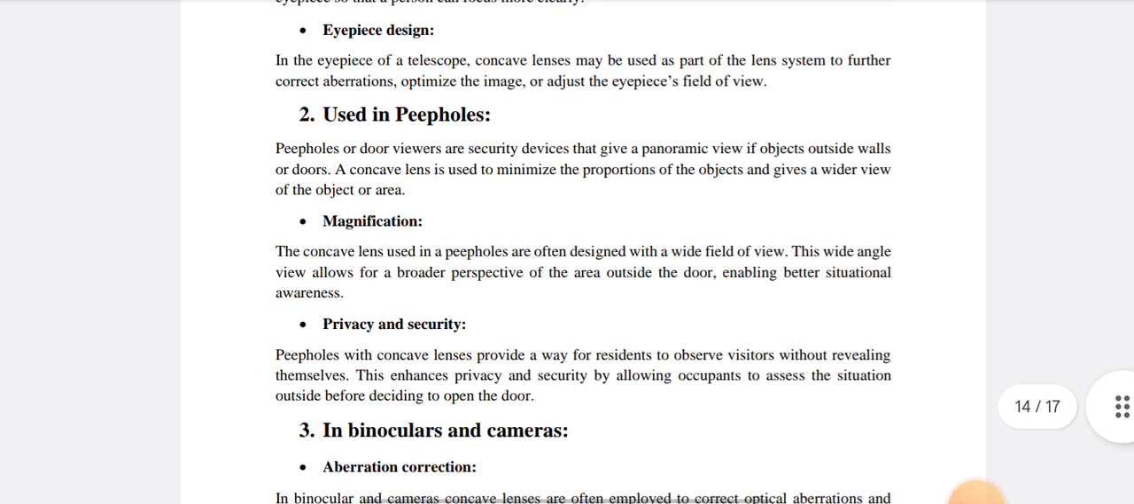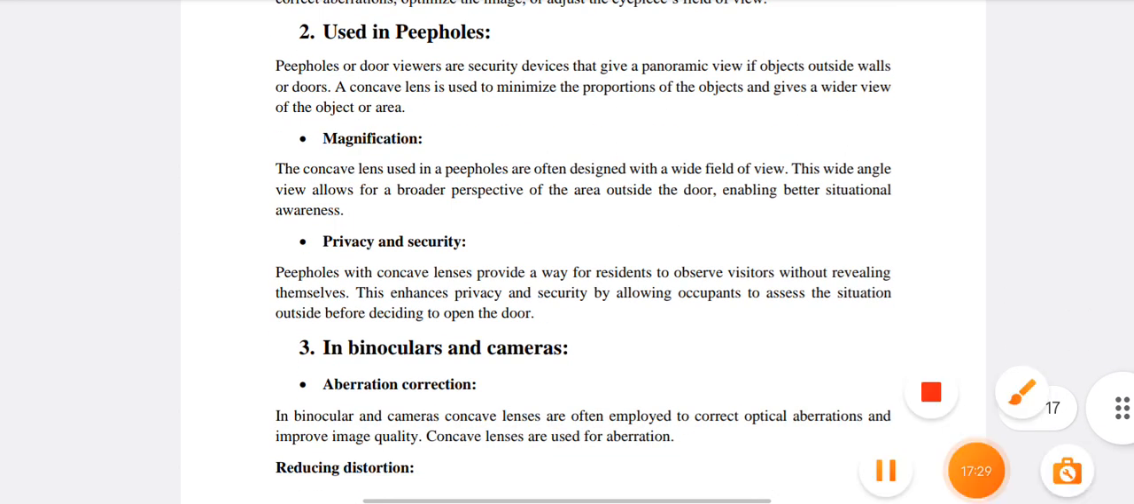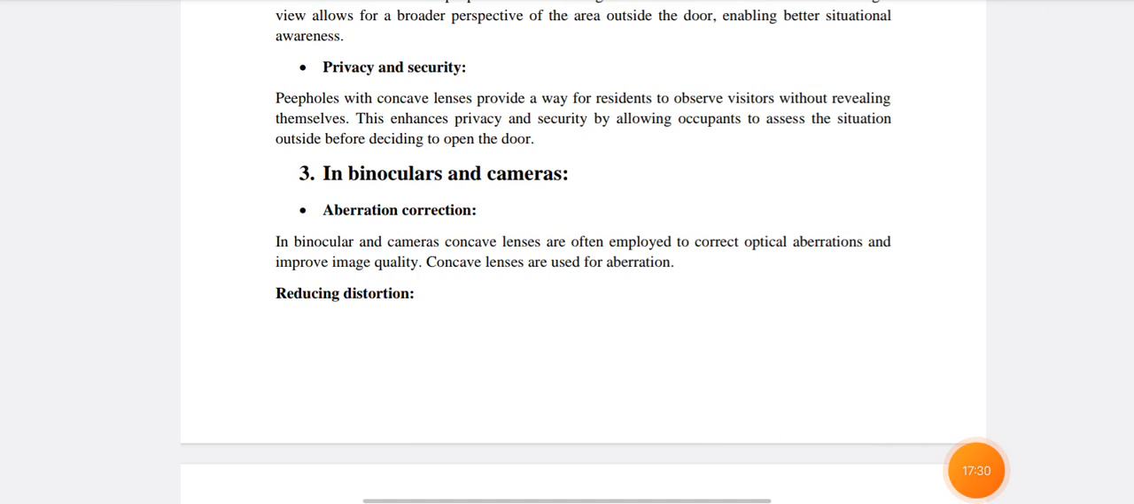Privacy and security. Peepholes with concave lens provide a way for residents to observe visitors without revealing themselves. This enhances privacy and security by allowing occupants to assess the situation outside before deciding to open the door. Use of concave lens in binoculars and cameras. Aberration correction. In binoculars and cameras, concave lenses are often employed to correct optical aberrations and improve image quality.